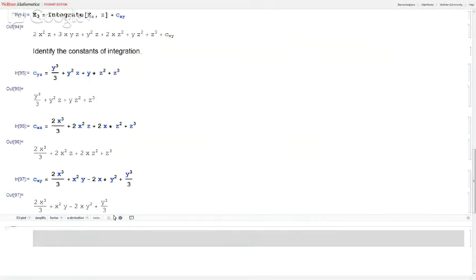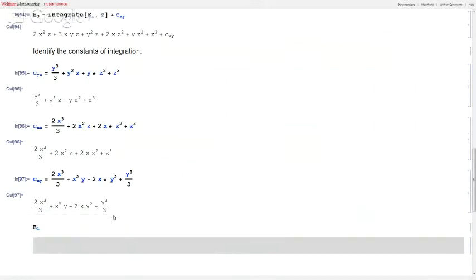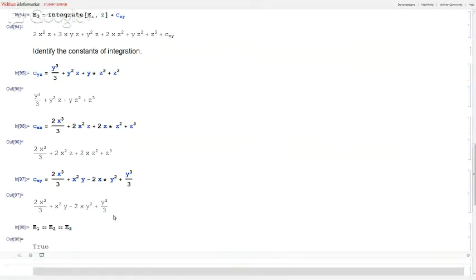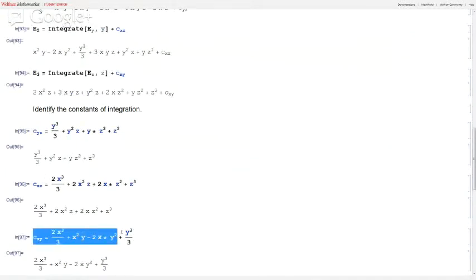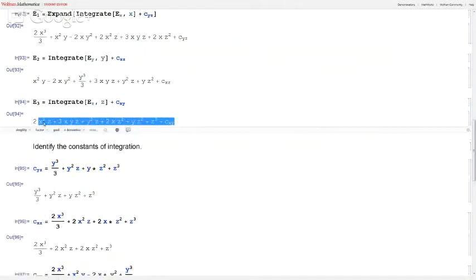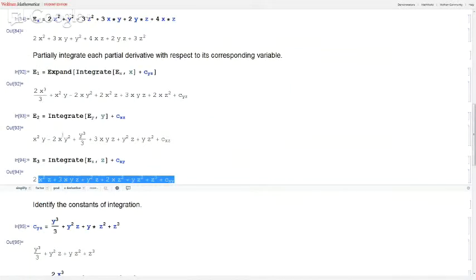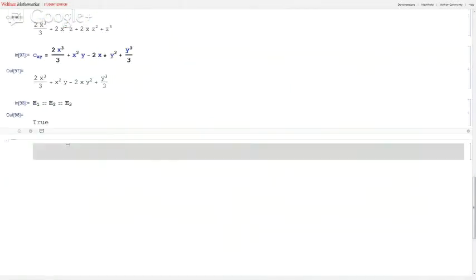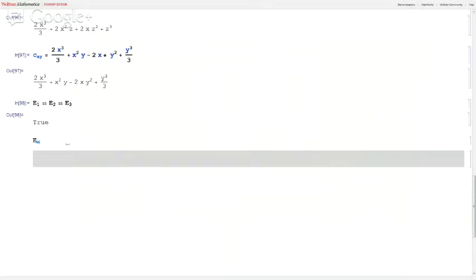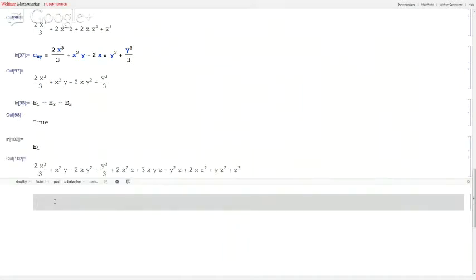Huzzah! Now that I've defined my constants of integration, these functions are now all completely equivalent. Alright, now my function E is simply any one of the possibilities of E, so I'm going to just use E sub 1 and evaluate. And this is my function E.